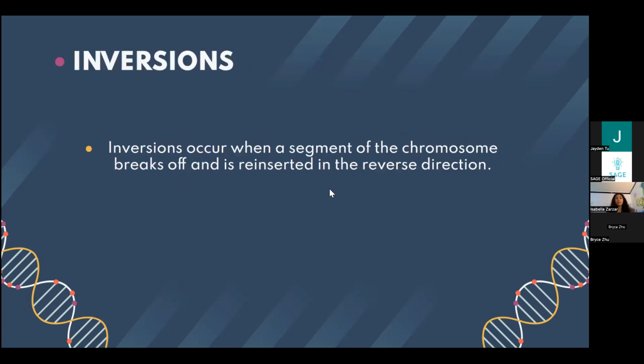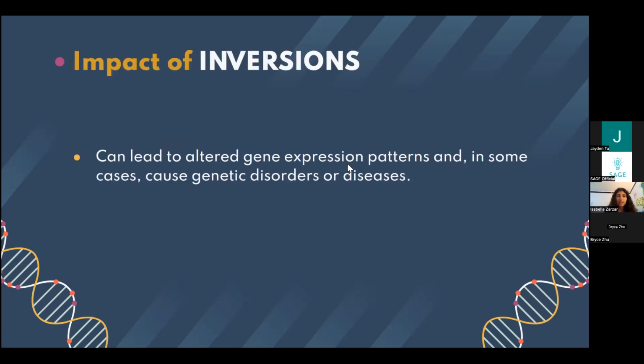So we also have inversions, which might be confused with insertions, but it's important to know the difference. So basically, inversions occur when a segment of the chromosome breaks off and is reinserted in reverse. I'll show you what that looks like after we go over the next type of mutation. So yeah, this can lead to altered gene expression patterns, and it can also cause genetic disorders or diseases.